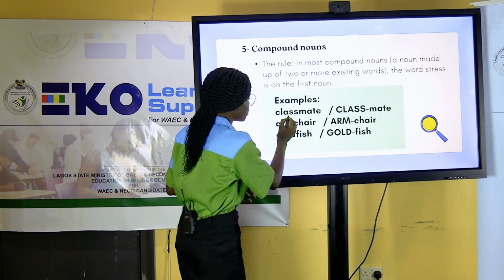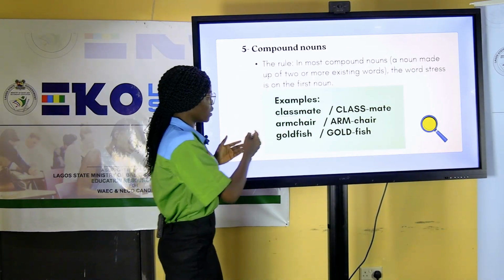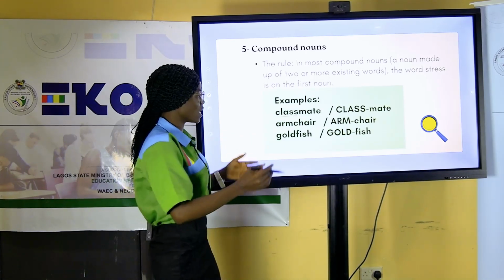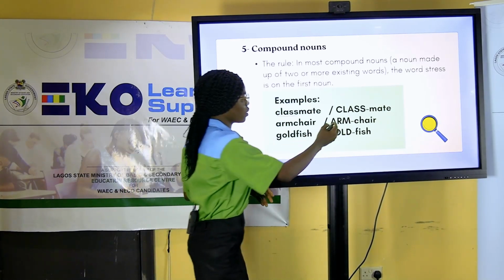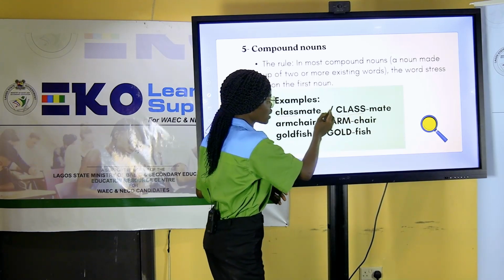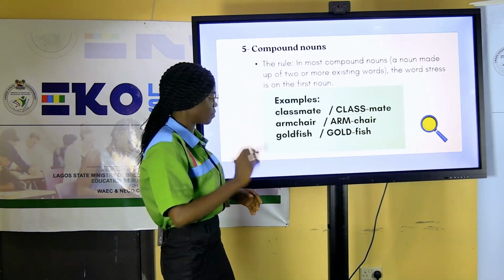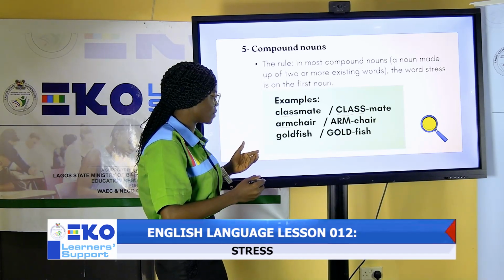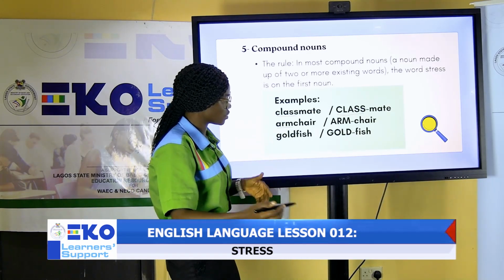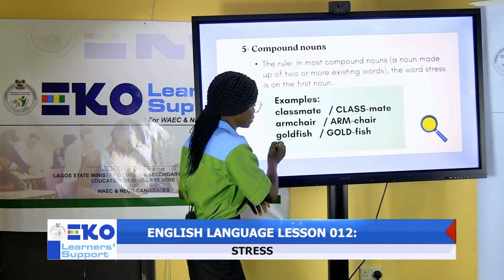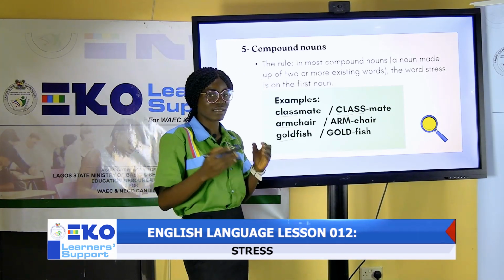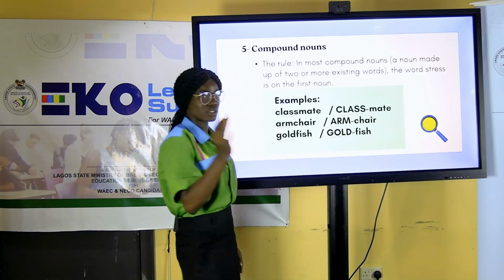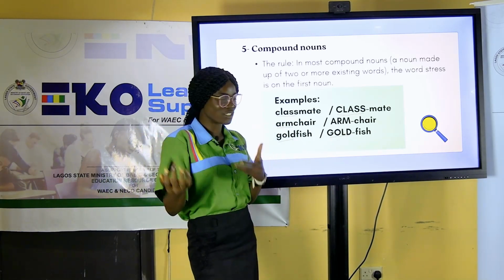Now look at these examples I have on the board. So this particular word here, it's a word on its own. Mate is a word on its own. Then coming together becomes a compound word, and the stress should be on the first word, which is classmate. Classmate. This is the first word, arm and chair. Armchair. Then the goldfish. The first word here is gold, and the second word is fish. The stress should be on the first word, which is gold. I hope you understand that, and I hope you're enjoying the class.